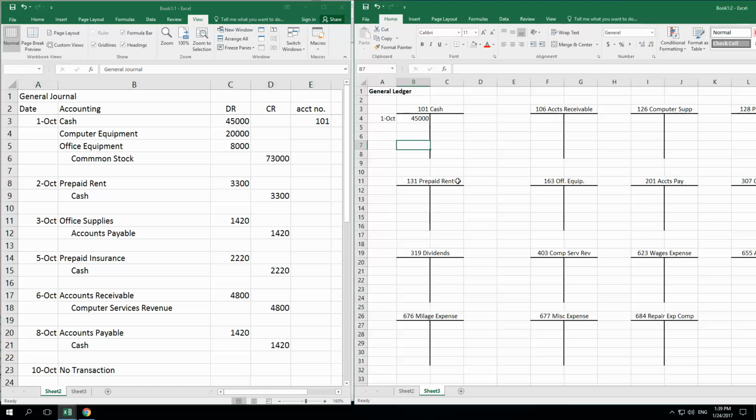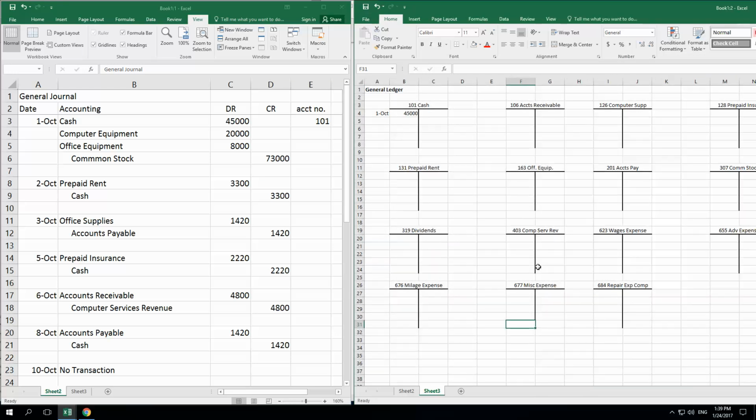to the general ledger. Okay, and then if I was just looking at my general ledger and I was wondering, okay, what is this from? Well, it's from the October 1st transaction. I can trace it back to the journal and find it on October 1st. Okay, I could look through the journal and find it. Now, computer equipment takes on a debit of 20,000. Okay, so that's going to be, make it a little smaller.